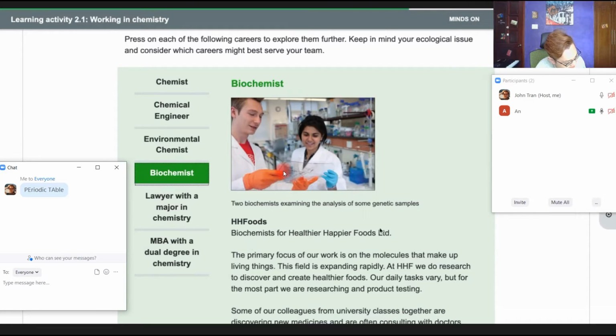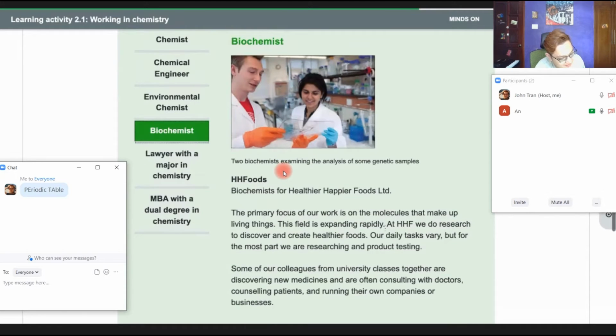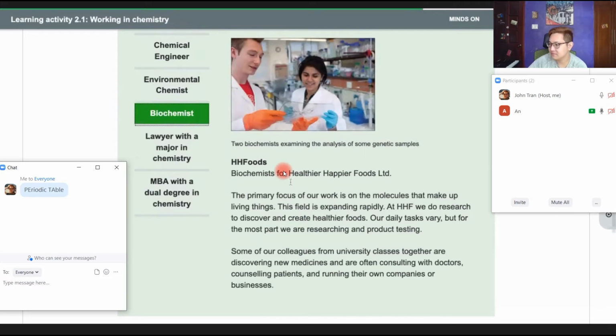Biochemist for Healthier Food Ltd. The primary focus of our work is on the molecules that make up living things. This field is expanding rapidly. At HHF, we do research to discover and create healthier food. Our daily tasks vary, but for the most part, we are researching and product testing. Some of our colleagues from university classes are discovering new medicine and are often consulting with doctors, consulting patients, and running their own companies or businesses.